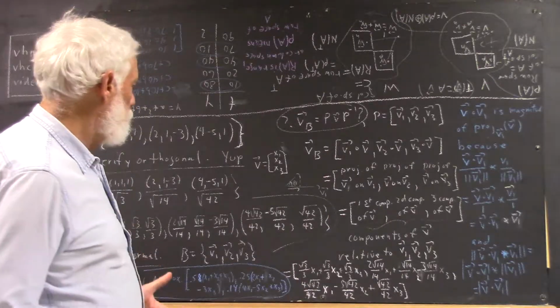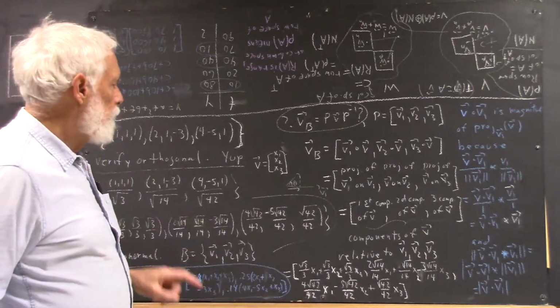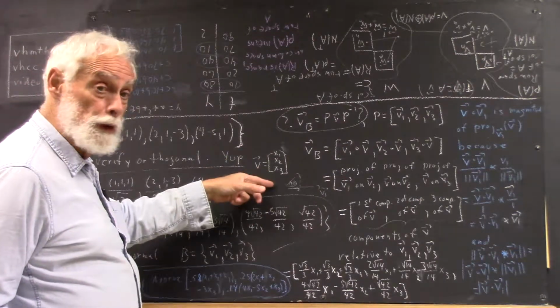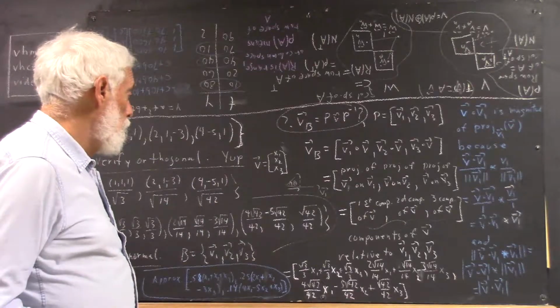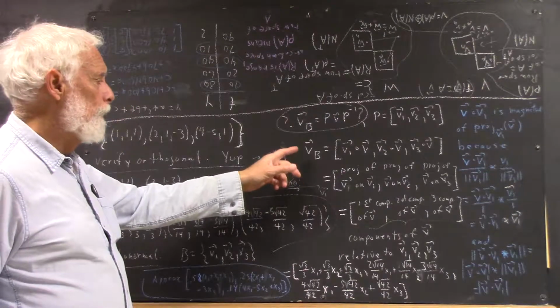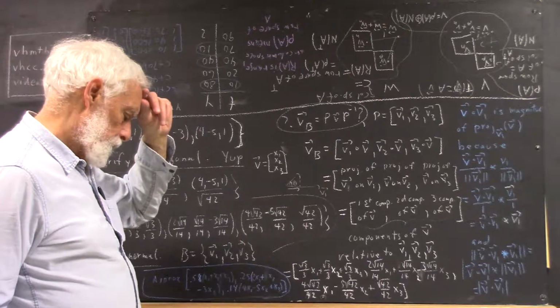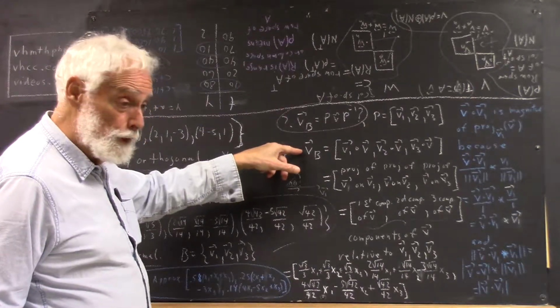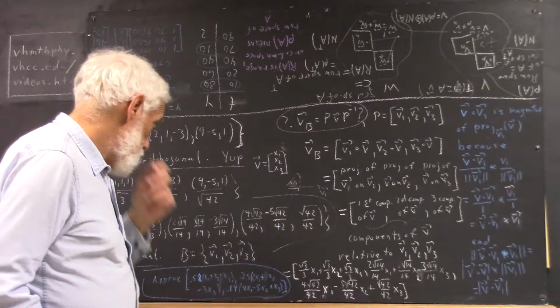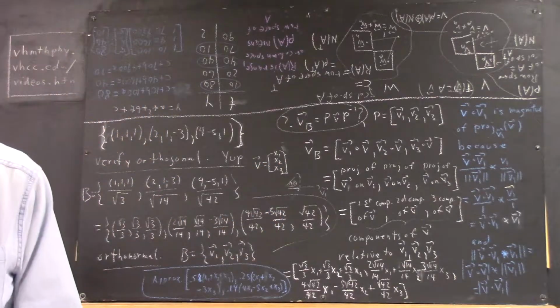But what we're going to do, and we'll do this next, is take an arbitrary vector V, call it x1, x2, x3, just general coordinates, and calculate the representation of the vector V with respect to the basis B. Okay, so we're going to do that next.